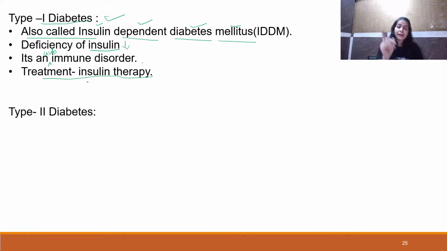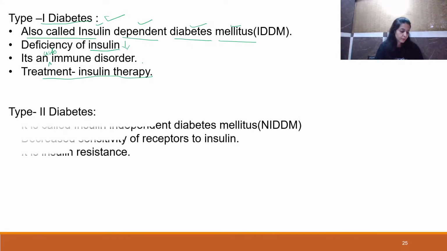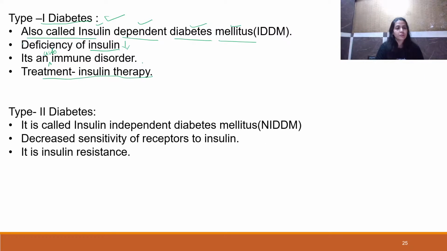What most of the elderly people suffer from is type 2 diabetes. What is type 2 diabetes? Let us have a look at type 2 diabetes. Okay, now for type 2 we have to make a contrast between type 1 and type 2.